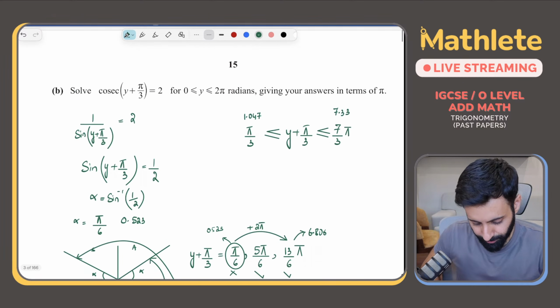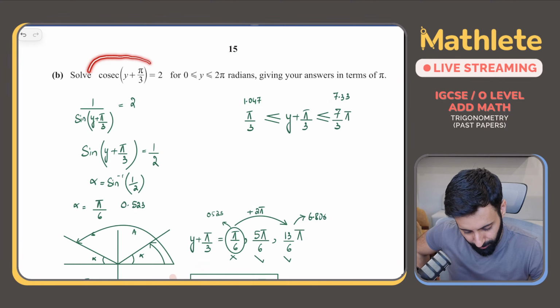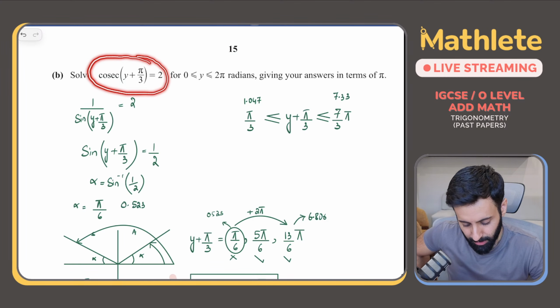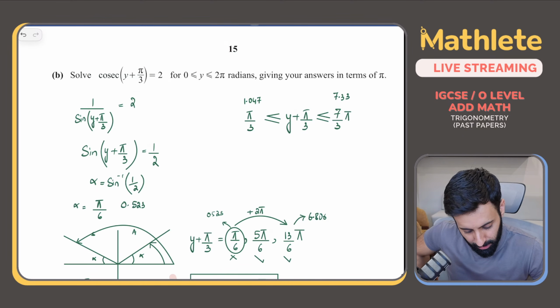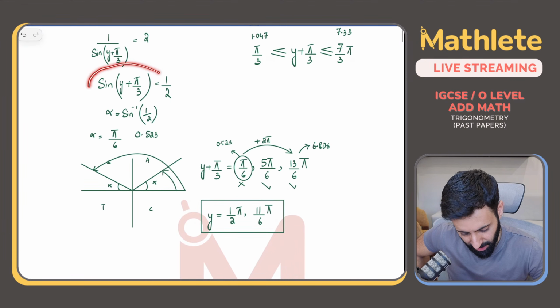Okay, now, first of all, what we do is we bring it into a relevant trigonometric function. So if it's cosec, we're going to turn it into sine. How? By simply writing it as 1 upon sine (y plus pi upon 3) equals 2. We make sine the subject. This is what we end up with: sine (y plus pi upon 3) equals 1 upon 2. We find out alpha is equal to pi upon 6.